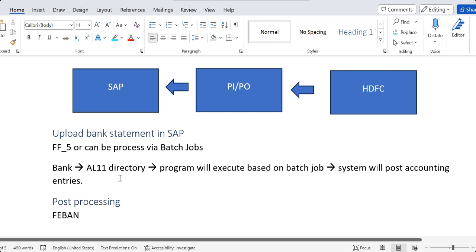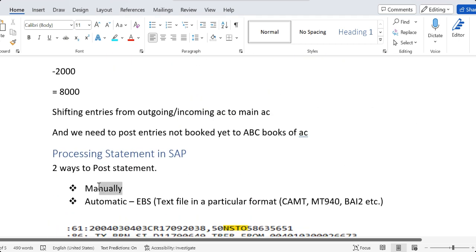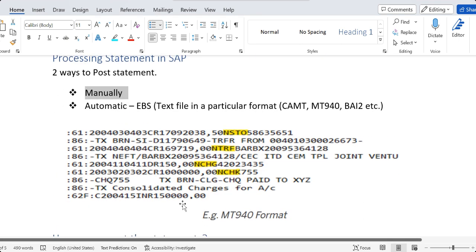How we process these bank statements is called the EBS, electronic bank statement. There is also a manual way, right? So if we don't have such a text file, if we have a PDF file, then we have to do it manually. Not 100% manually.